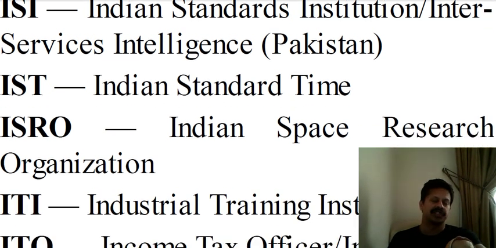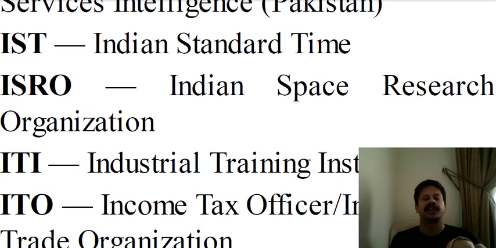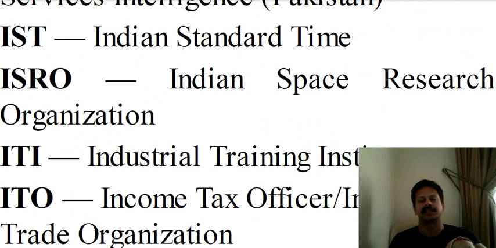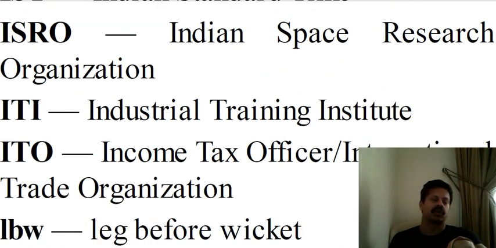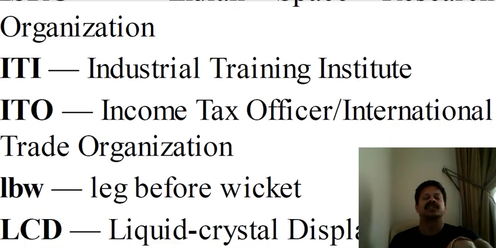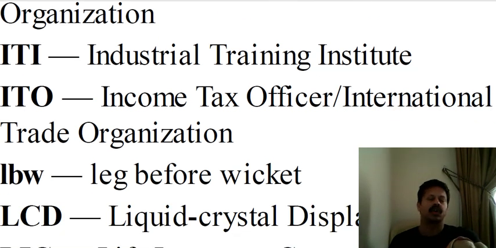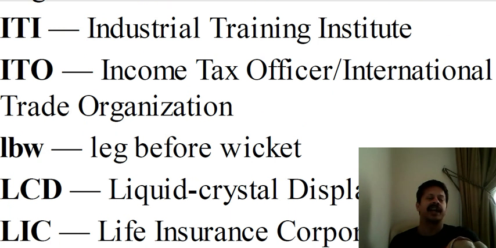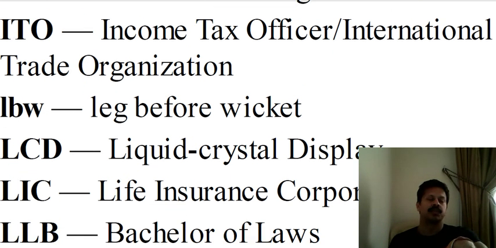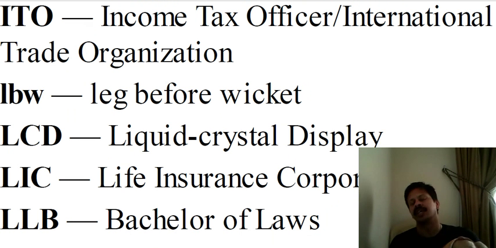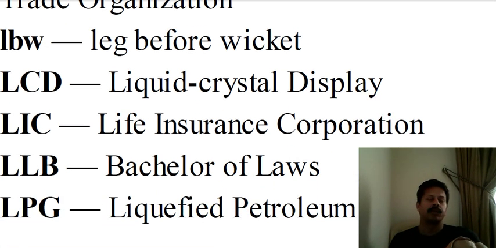ISRO is Indian Space Research Organization, the organization that sends satellites for India to space. The astronauts and cosmonauts are part of the ISRO. ITI, Industrial Training Institute, is one. Indian Telecom Industries is another. ITO is Income Tax Officer. But most importantly, WTO is the World Trade Organization, an international trade organization that decides whether tariffs by one country are right or wrong, whether some country is giving additional subsidies to the people or not, etc.